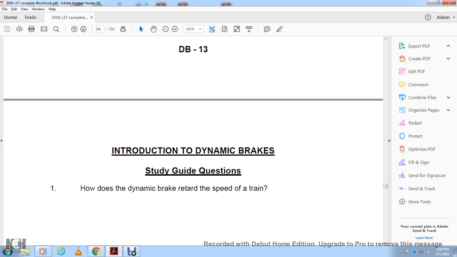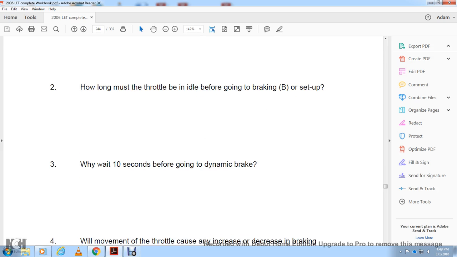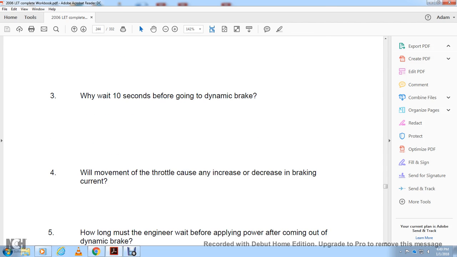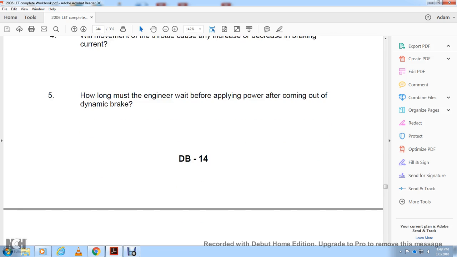Introduction to dynamic brakes. How does the dynamic brake retard the speed of the train? How long must the throttle be in idle before going to the braking? Or just set up, wait. Why wait 10 seconds before going to the dynamic brake? We move the throttle to increase or decrease the braking current. How long must the engineer wait before applying pull power after coming out of the dynamic brake?